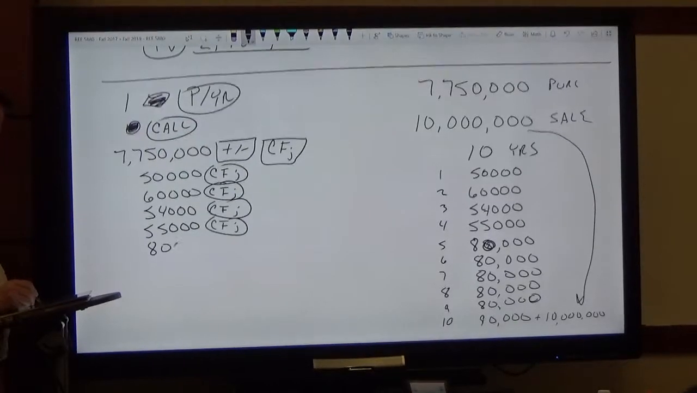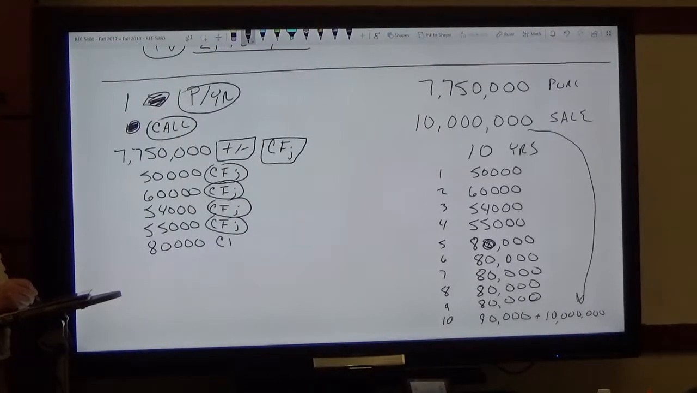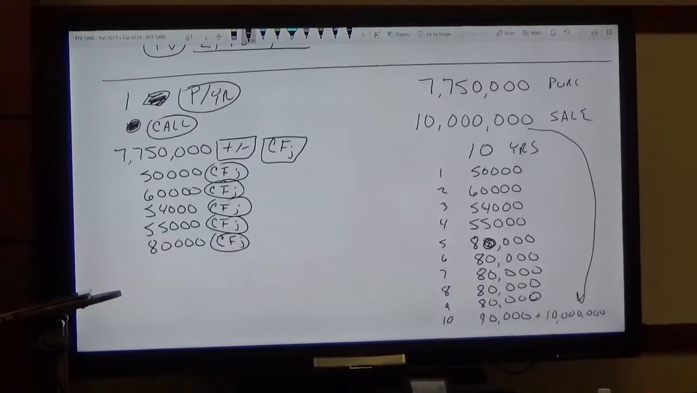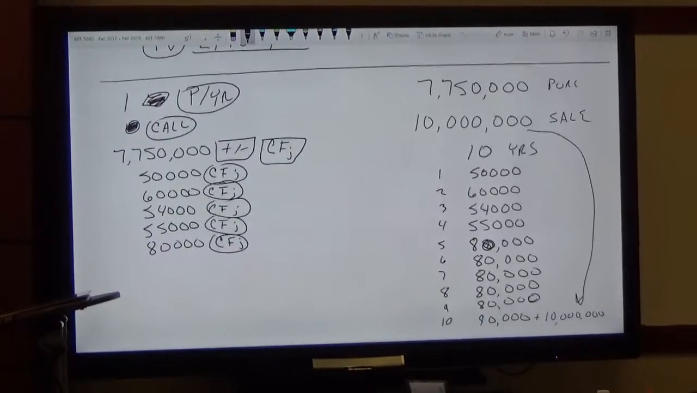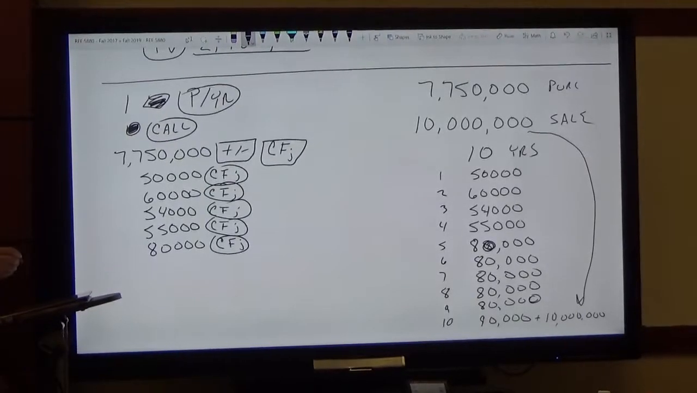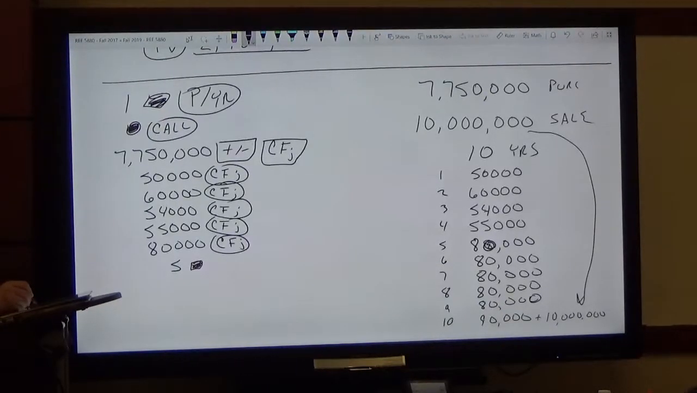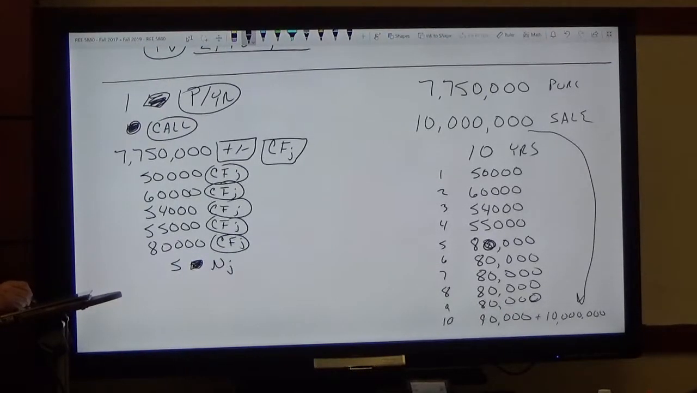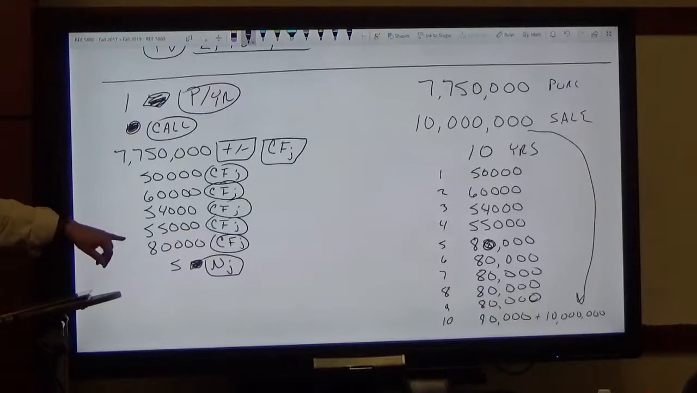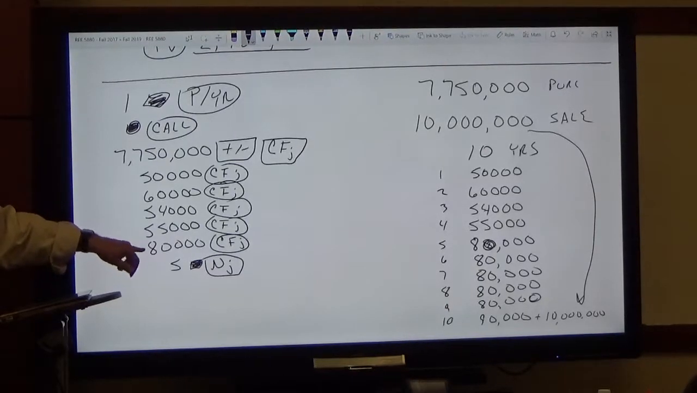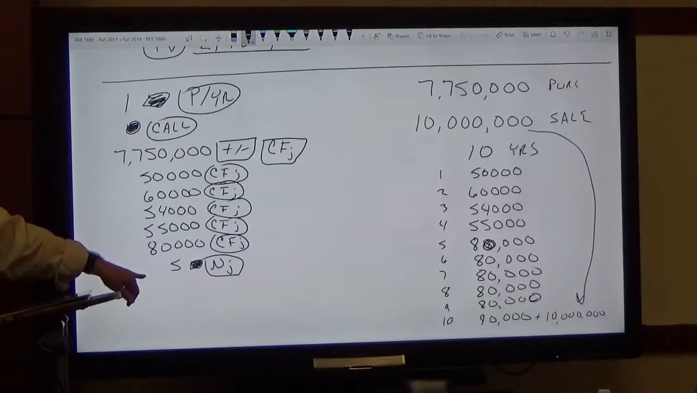Then this is where a shortcut comes in handy. That $80,000, how many years total is it happening? 5. So what we can do is put in 5 right after that, shift N sub J. And the N sub J key is right below the CFJ key. Third row, third column over on the calculator, N sub J. What that's saying is that that singular cash flow is occurring 5 consecutive times. Does that make sense, everybody?